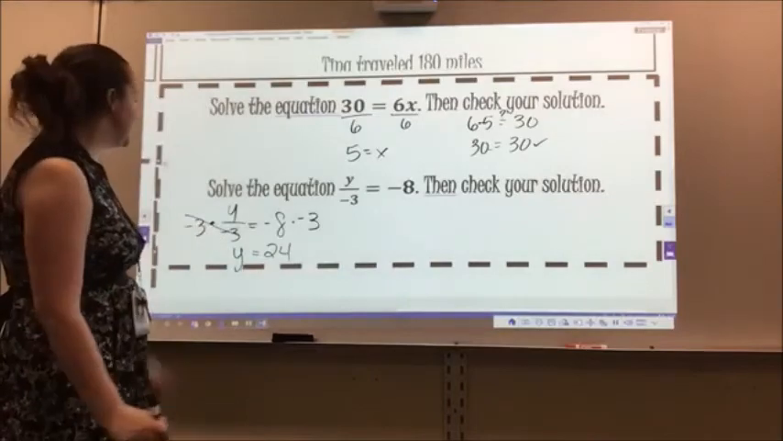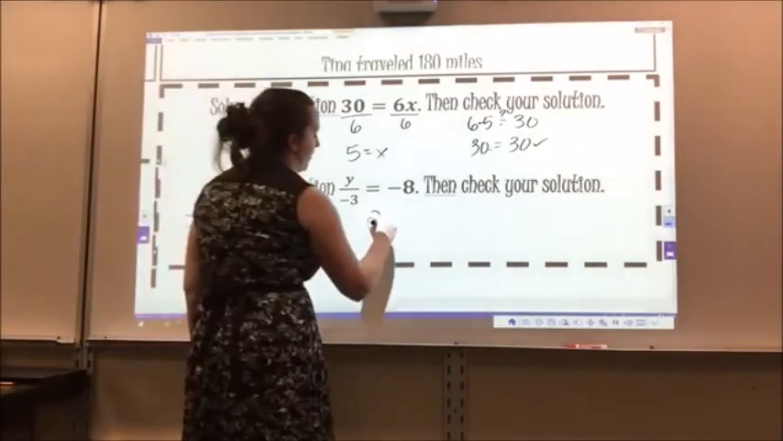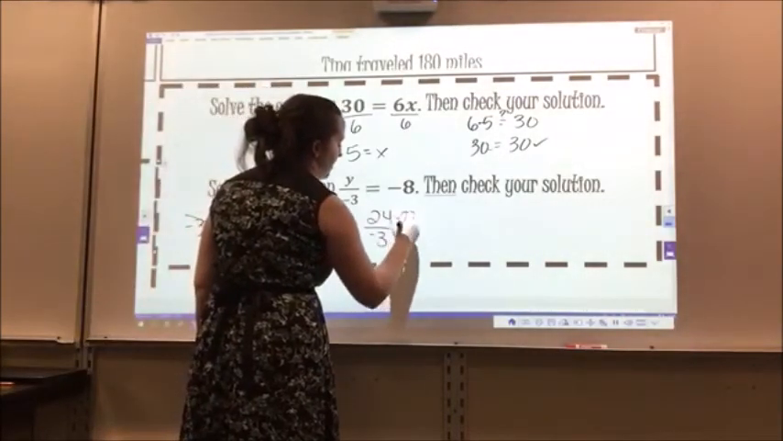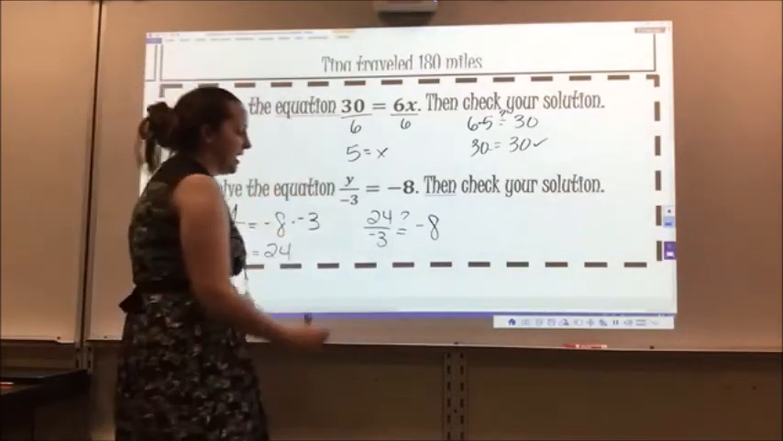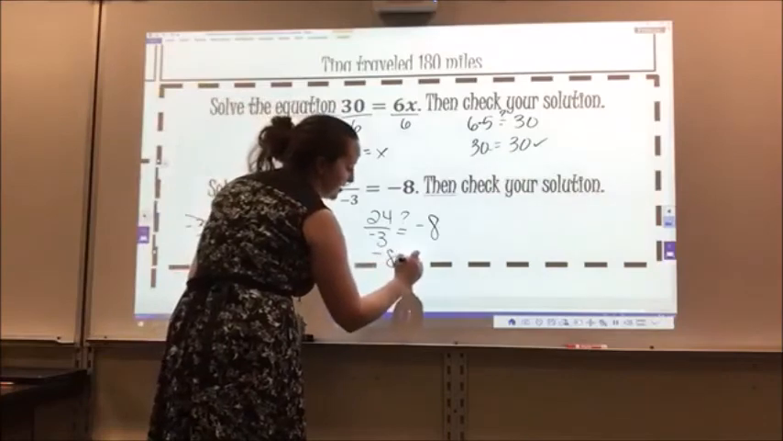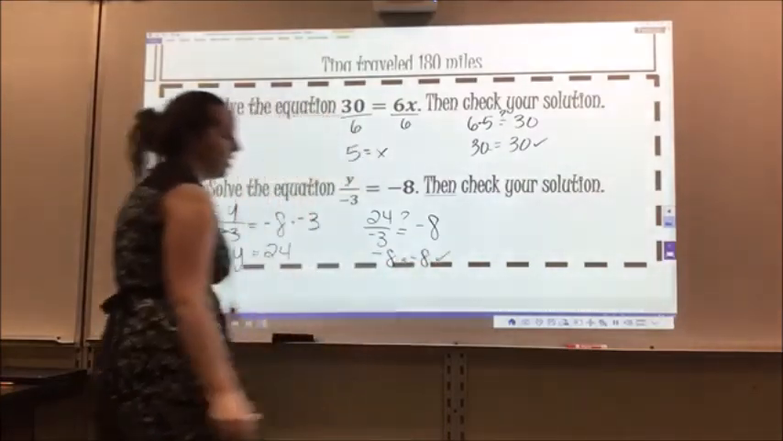Again, I can check my solution. 24 divided by -3. I want to double check if this equals -8. 24 divided by -3 does give me -8. So I've checked my solution.